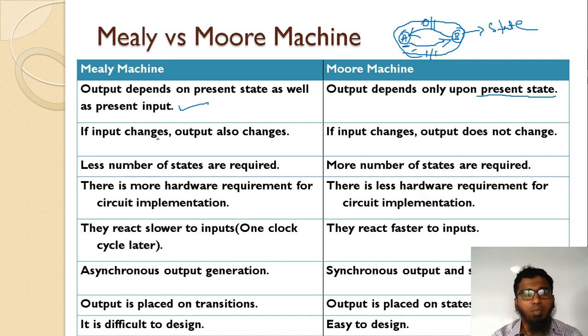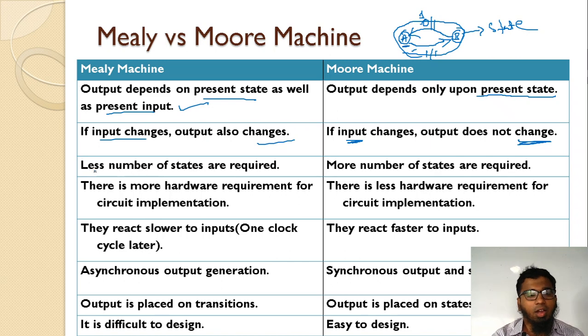Next, if input changes, output also changes. In the Mealy machine, whenever the input is changed, if we have 0 and then 1, definitely the output will change. In the Moore machine, if input changes, output does not change. Why? Because it only depends on the state, not on the input, but in Mealy it depends on the state as well as the input. If you change input, then it will change.